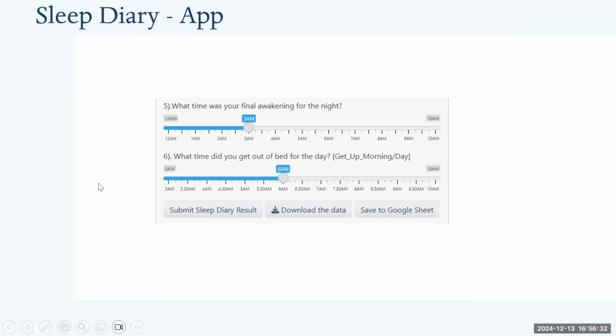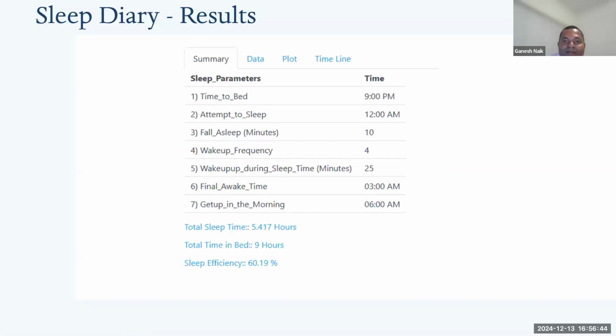So I provided those. Then again, when they did that one, there was a provision for them to submit the sleep diary result, and then it basically saved into Google Sheet and so on. Okay, so again, the diary could basically calculate the sleep time. You can see here total time in bed, sleep efficiency, and so on.